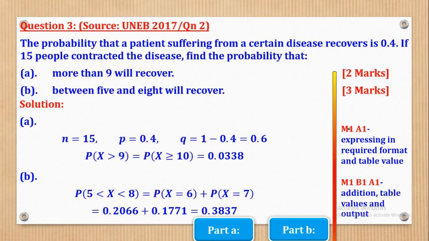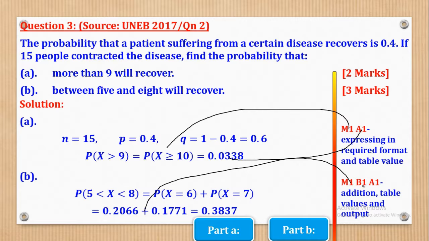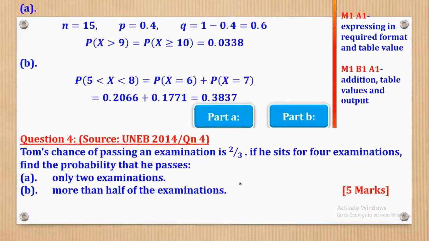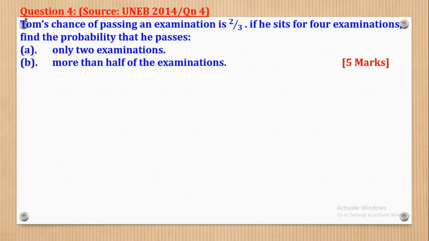So M1 is for writing this expression and A1 is for the output. M1 is for this addition, B1 for the table values, and A1 is for the output. So that was question 3. Now we shall go to question 4.